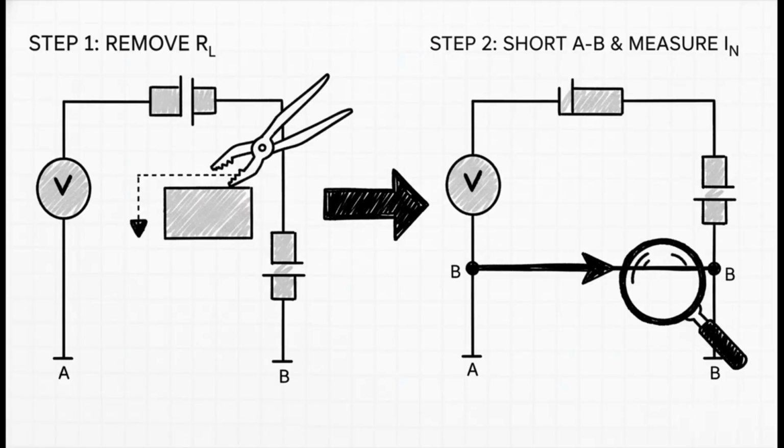All right, step 1, we just temporarily remove that load resistor. That leaves us with 2 open terminals, which we can call A and B. For step 2, we need to find the Norton current, IN. All that is the maximum current that the rest of the circuit can push out. To find it, we just connect a wire, a short circuit, between A and B, and calculate the current flowing through it.